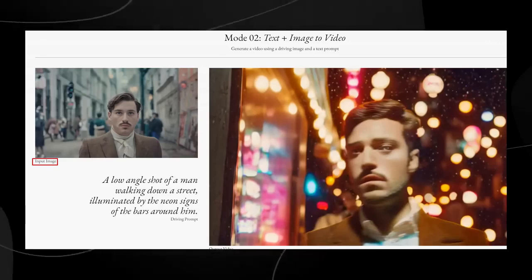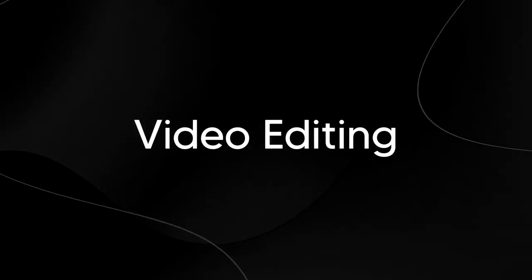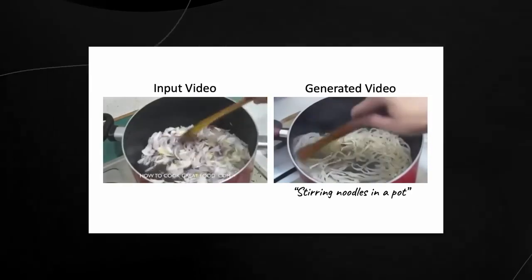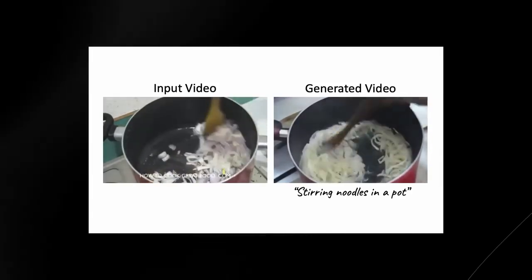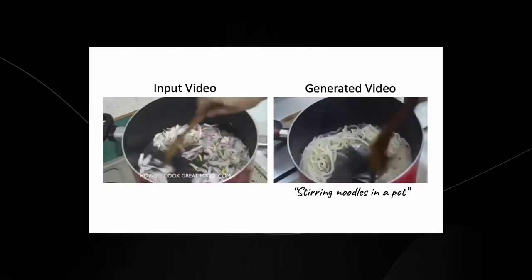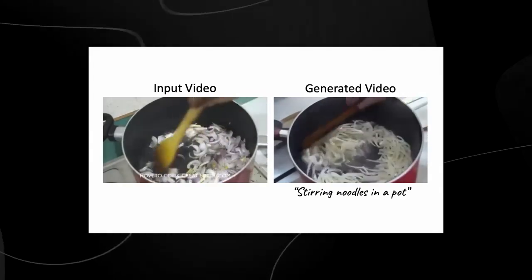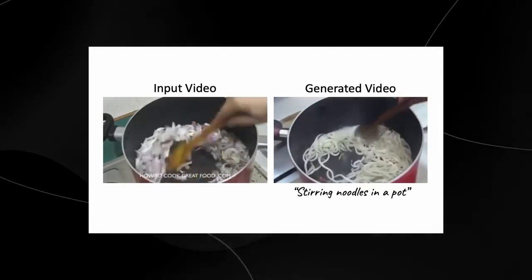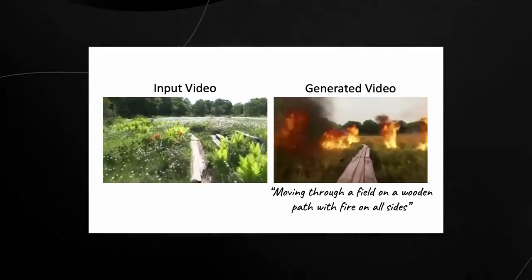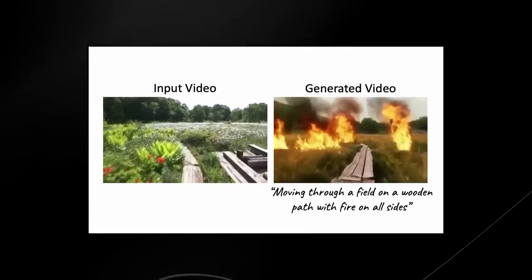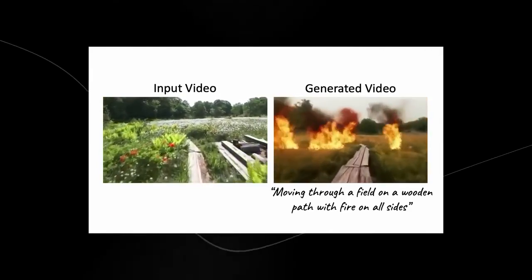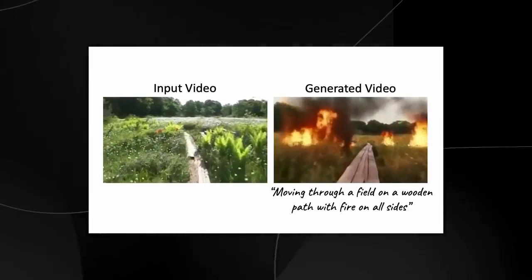But like I said, there are some other examples that I do want to show you from Google Dreamix in the video editing aspect. So you can see right here, the input video is of course them cooking some onions, and then they added the text prompt of stirring noodles in a pot, and you can see right here that they are stirring noodles in a pot. So when it comes to the video editing aspect, these examples that I'm showing you right now showcase how powerful this new software is. You can also see that it says moving through a field on a wooden path with fire on all sides, and you can see that from the input video, the generated video is honestly really good.